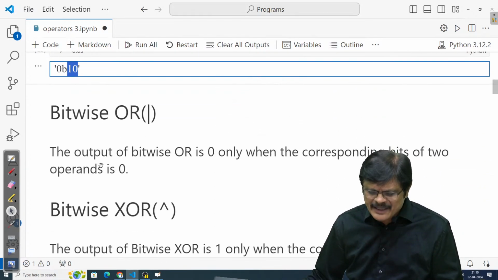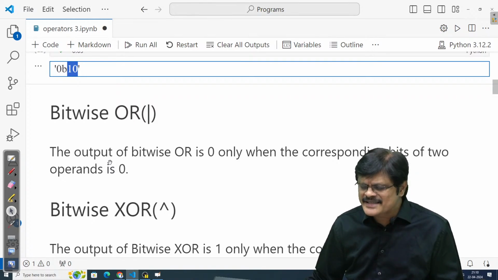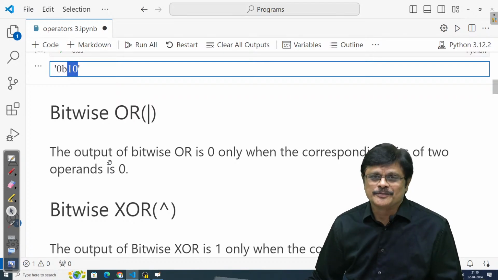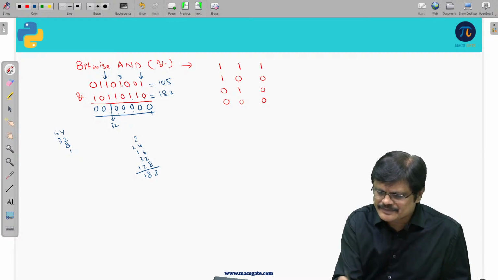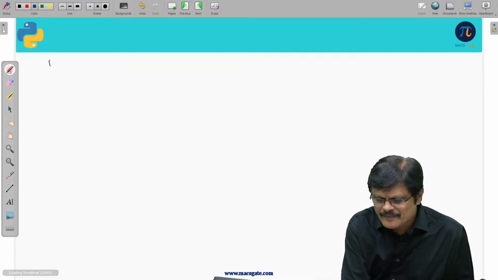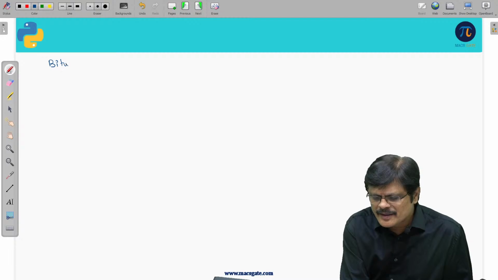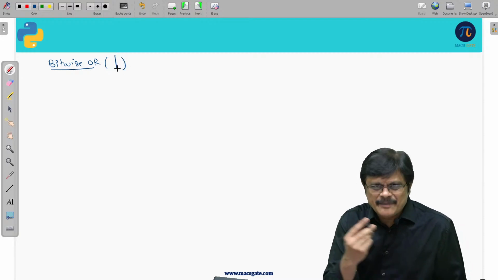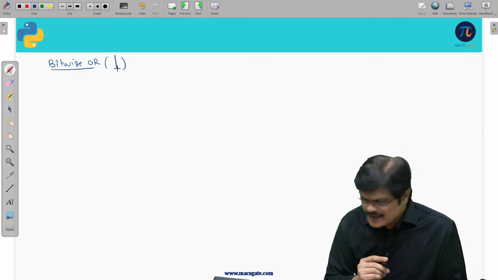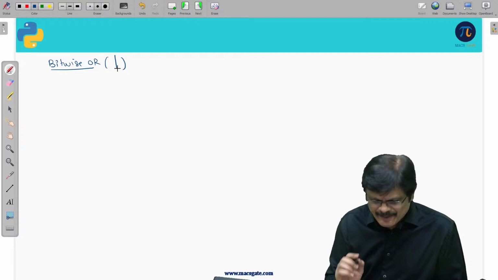The next one is bitwise OR operator. See, the output of bitwise OR is 0 only when the corresponding bits of 2 operands is 0. So let us try to understand bitwise OR operator. It is denoted by the single pipe symbol. If you have any doubts, you can ask me, my dear friends.